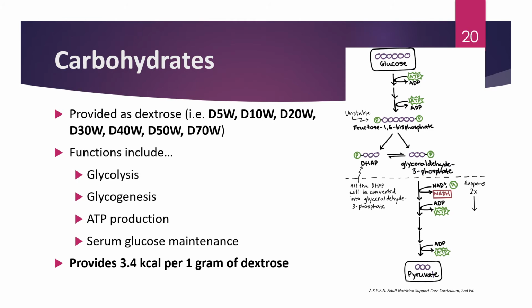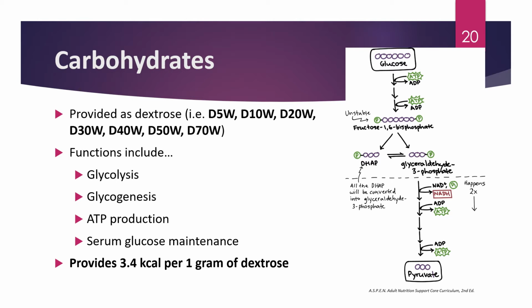Carbohydrates are our last macronutrient. Whenever we think of PN, we typically think of these as provided by dextrose. We might have concentrations anywhere from D5W all the way up to D70W, D70W meaning that there are 70 grams of dextrose per 100 mLs.